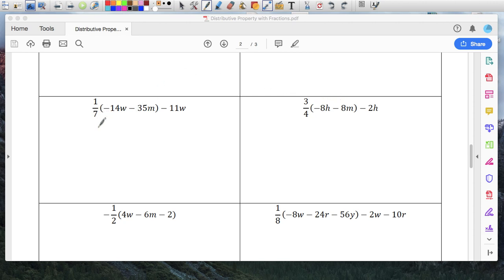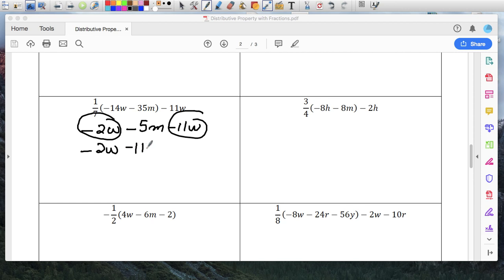Okay, so positive and negative is negative. 14 divided by 7 is just 2w. Positive and negative is a negative. 35 divided by 7 is 5m. Minus 11w. There's definitely something to combine. It would be this guy and this guy, minus 5m. So we're going to take care of this part right here. Negative 2 minus 11 is negative 13w minus 5m.